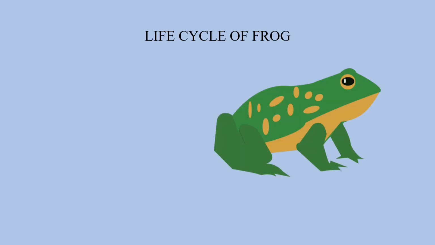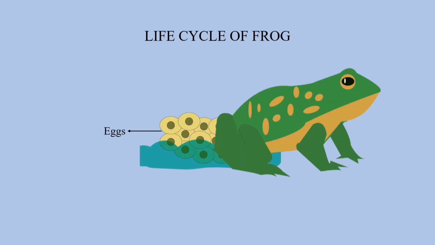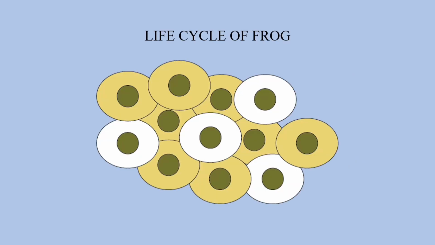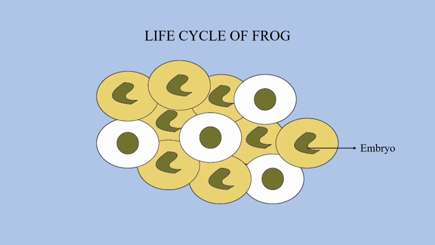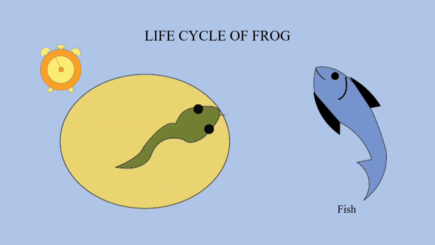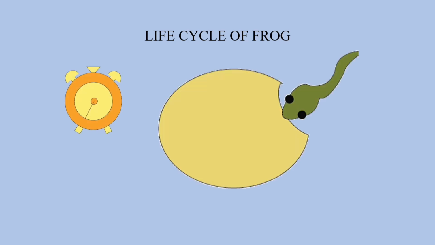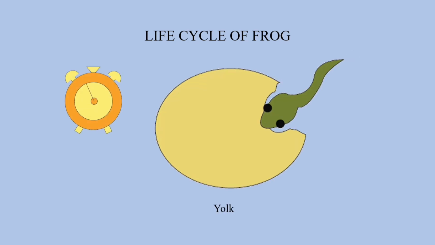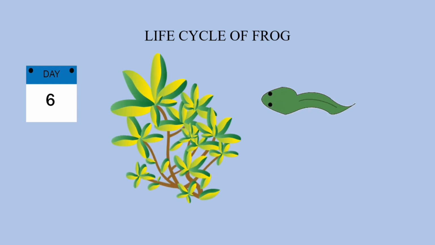Life cycle of frog. Frogs lay their eggs on water. Some of them die and some of them hatch. After a short time, the baby frogs develop a tail and they look like fish. They are called tadpoles. Shortly after hatching, the tadpole feeds on the yolk of the egg. After a few days, the tadpole can swim around and eat algae.